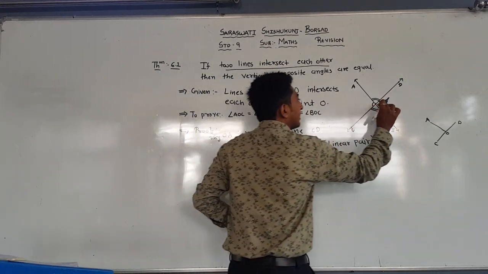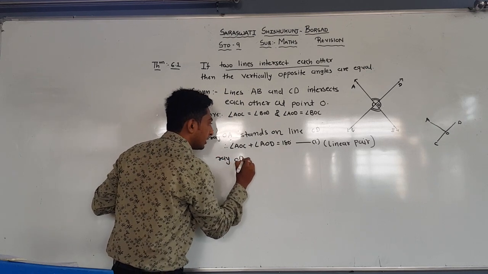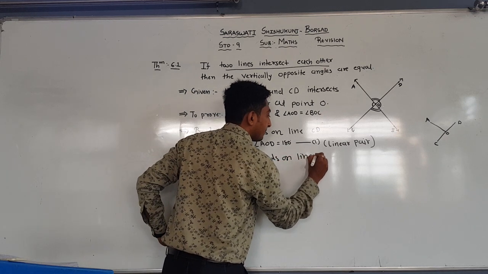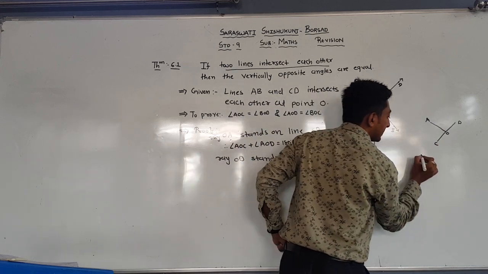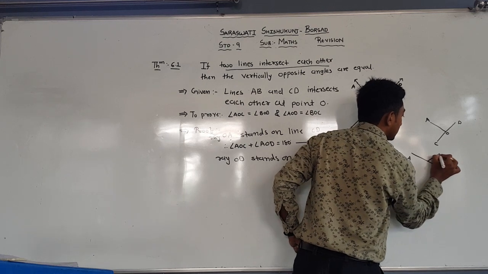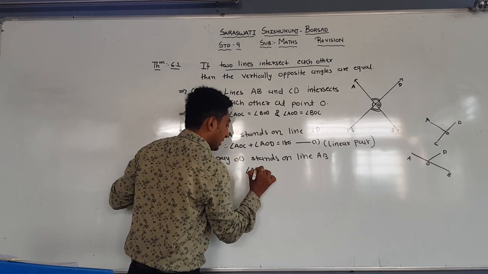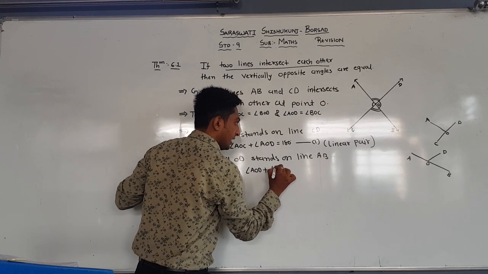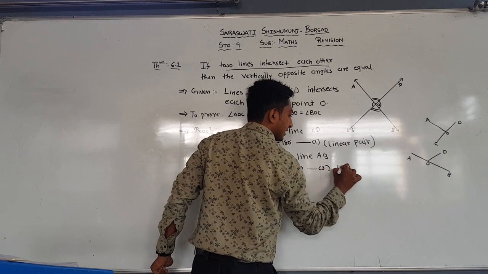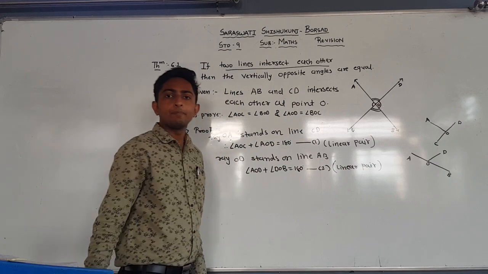Similarly, I am talking about ray OD. So can I write: ray OD stands on line AB. I am talking about this figure. This is the line AB and this is OD. So can I say that angle AOD plus angle BOD equals 180 degrees? The reason is the same, that is linear pair.